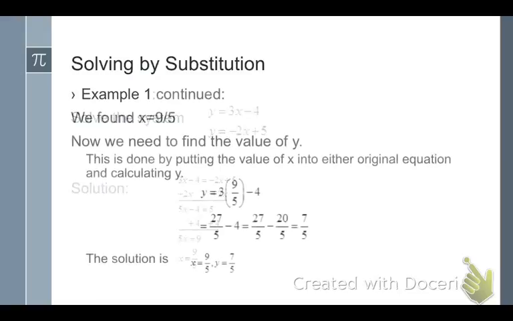So I have x equals 9/5, and I put that in place of x in one of my equations, and it doesn't matter which one. And I can check my work. If it works here and I want to be really sure, I can also check it in the other equation.